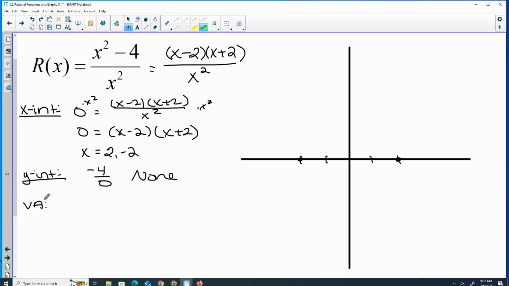Vertical asymptotes. Vertical is what x can't be. It's what makes the bottom 0. It's an equation, so it has to be x equals, and the only thing that makes that 0 is 0. So x equals 0. That's the y-axis. That's why we didn't have a y-intercept. It was an asymptote.